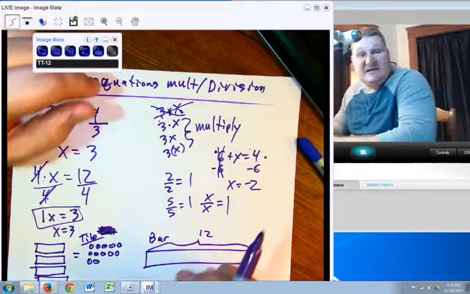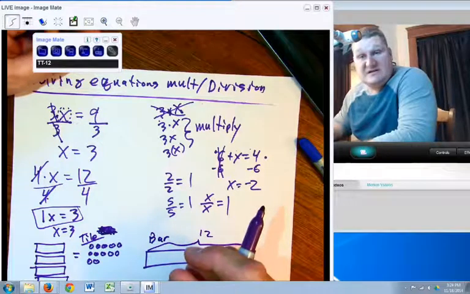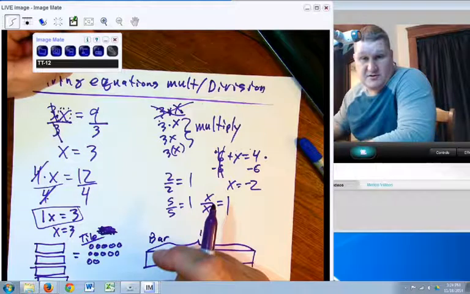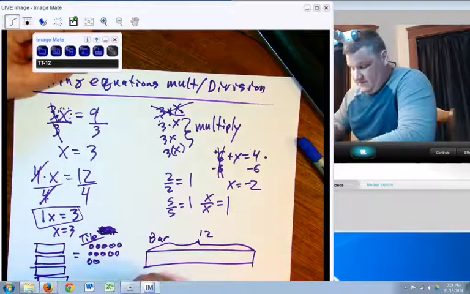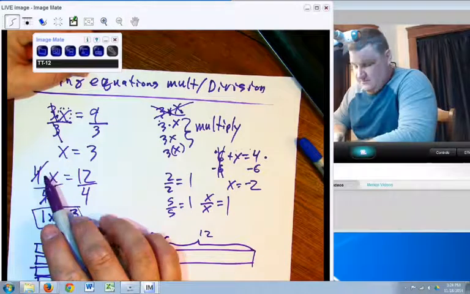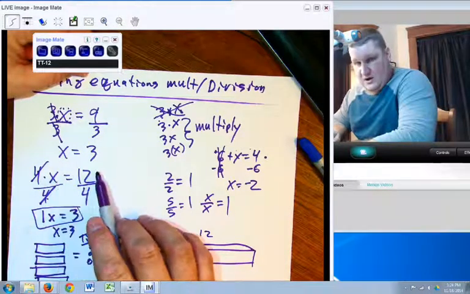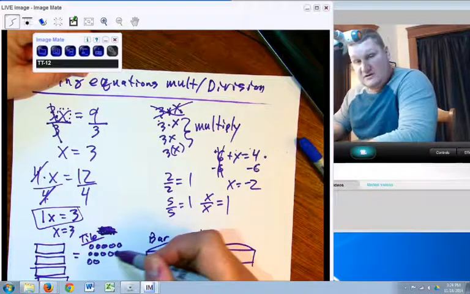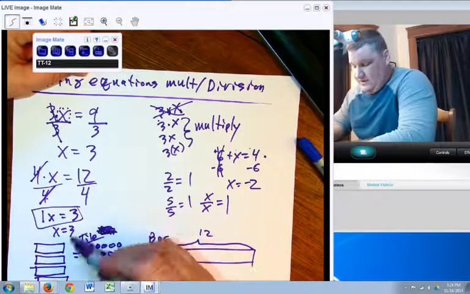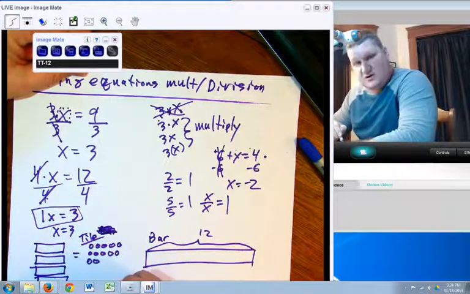Now, I did show you a couple other methods besides the algebra method when we did addition subtraction. So I want to go ahead and show you a couple other methods here as well. In this case, let's talk about the tile method first. If we use our last example, 4x equals 12. What I have is I have 12 little tiles or circles or pieces of some sort. And I want to break them into 4 groups. So here's what I'm going to do.